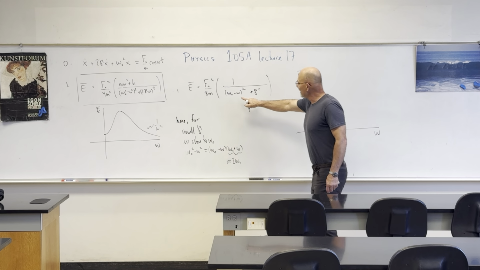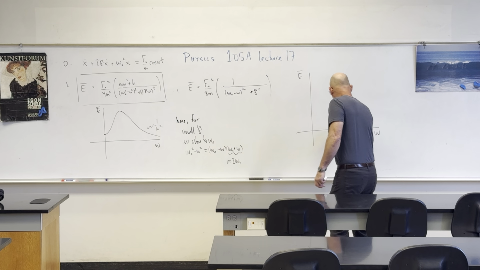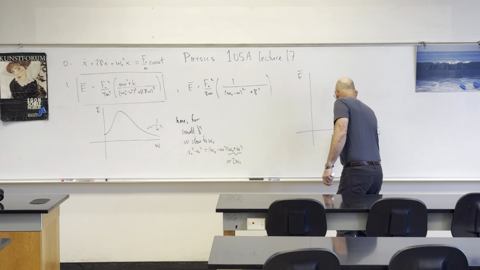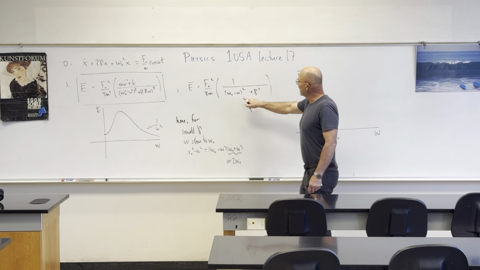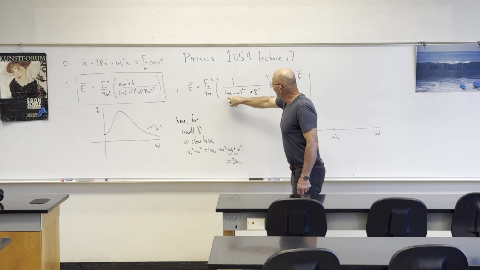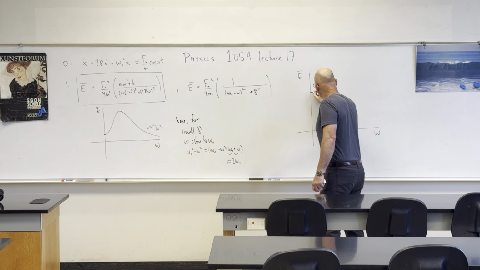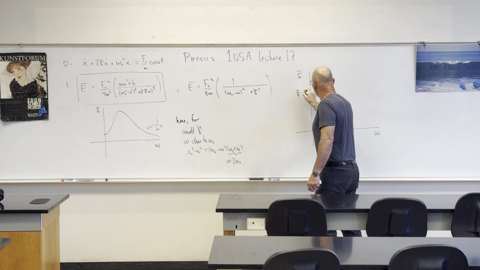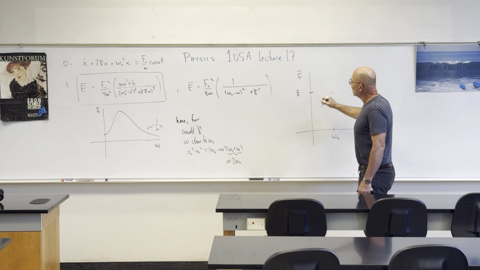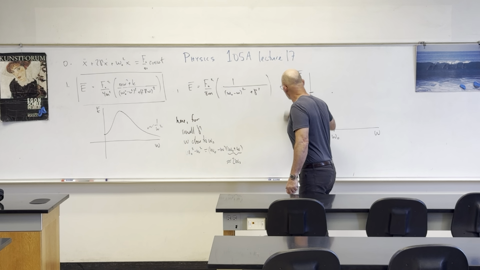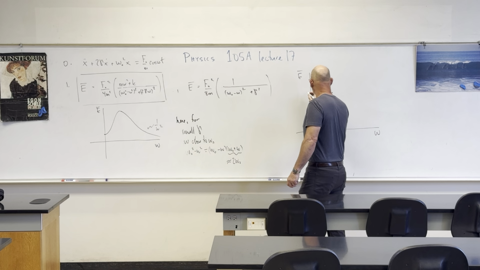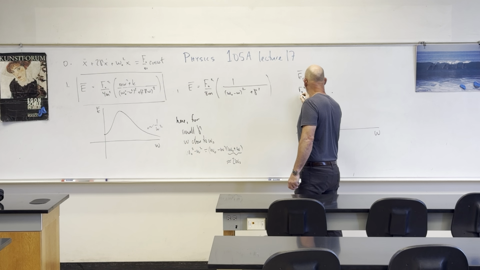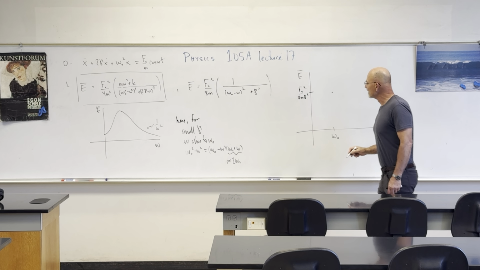But what we're most interested in is the behavior close to omega naught. So we'll just put our omega naught right here. And then we see, when omega equals omega naught, we have a well-defined value here. And actually, I'm not going to write the average, I'm going to write what we have here. We're going to have F naught squared over 8m gamma squared. Okay. And that's the peak.